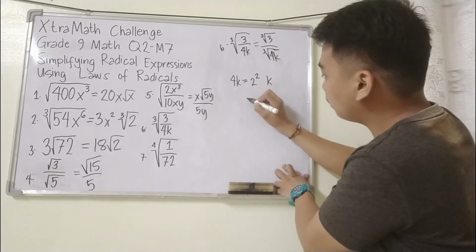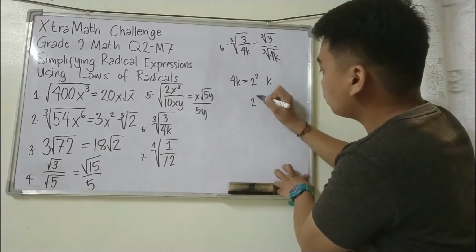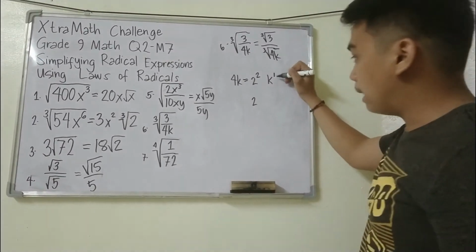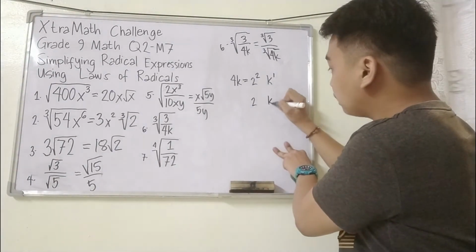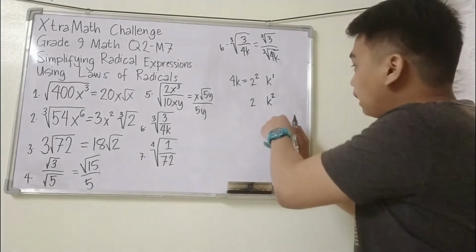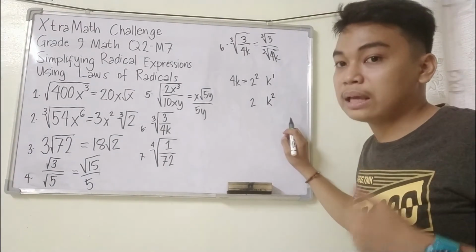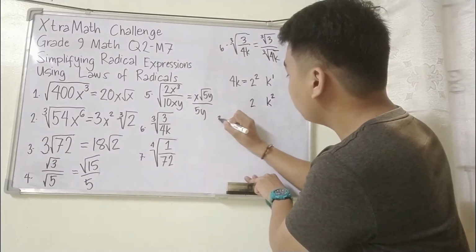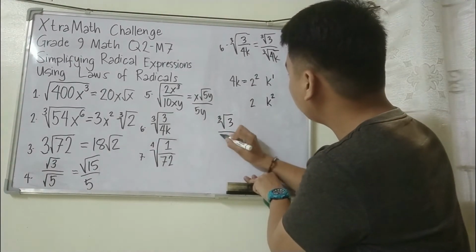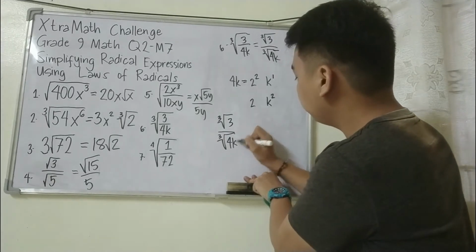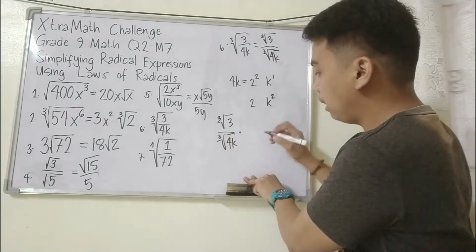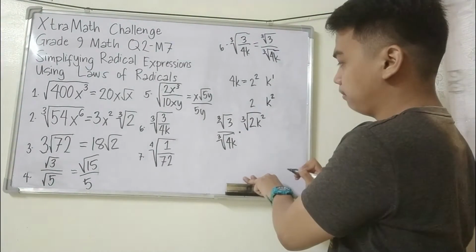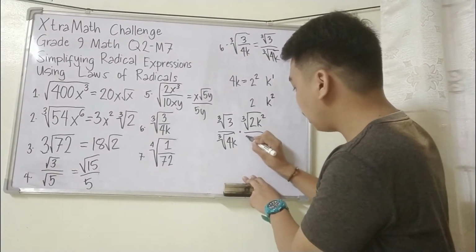So di ba yung kulang na lang dito is 2 raised to 1, kasi 2 raised to 1 times 2 raised to 2 is 2 raised to 3. Dito naman sa k, since this is k raised to 1, we need to multiply k raised to 2 para maging k raised to 3, at cube root of k raised to 3 is k na lang. So that means na yung i-multiply natin dito sa cube root of 3 over cube root of 4k para matanggal yung cube root sign sa denominator is cube root of 2k squared.